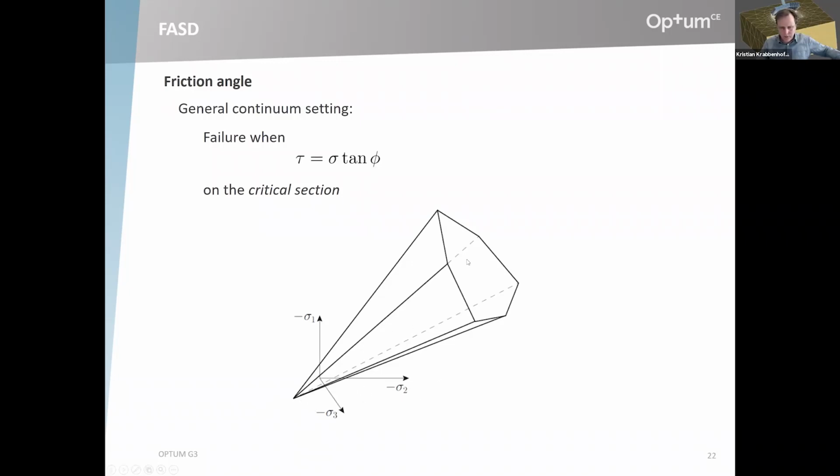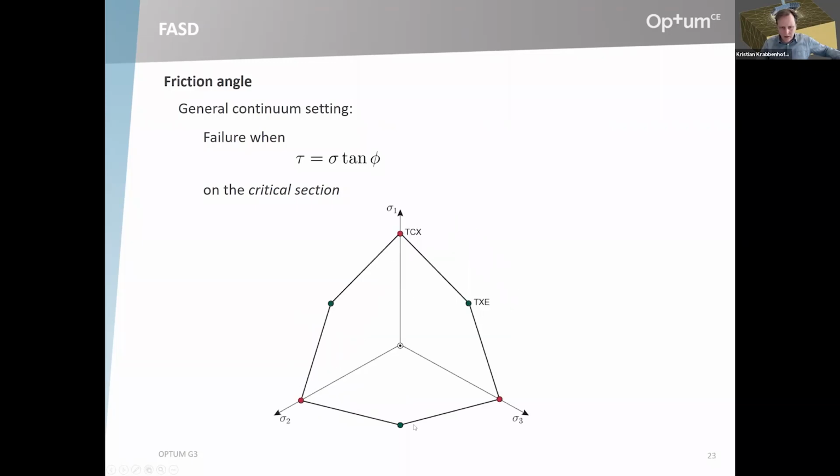But it's this cone with a hexagonal cross-section, and these red points are the triaxial compression corners and triaxial extension in green. And then, of course, the question is, how well does this one parameter model match the experimental data? So if you do a triaxial compression test, you can match the Coulomb criterion to that data point, well, then you're done. You've determined your friction angle in that way.